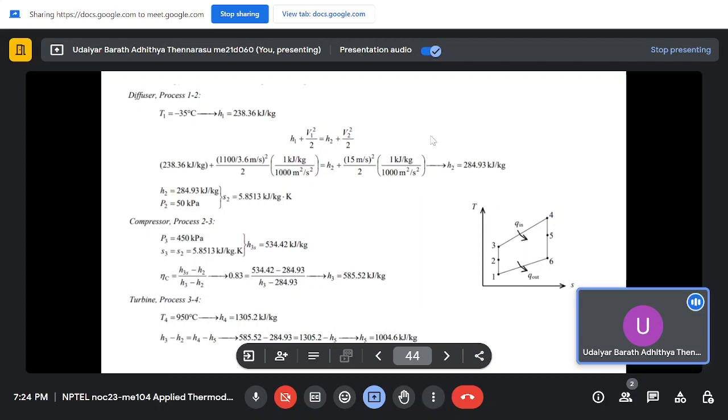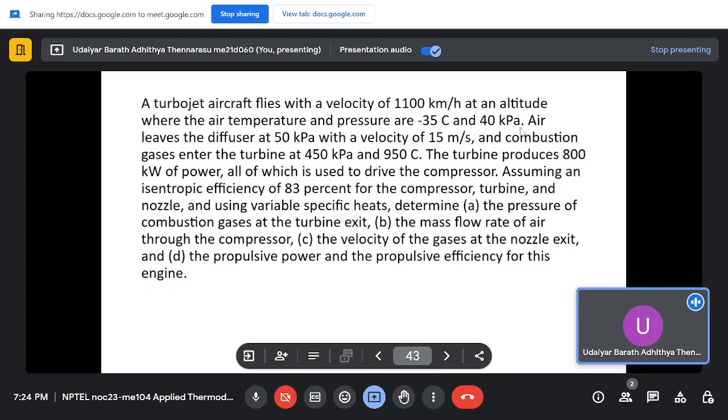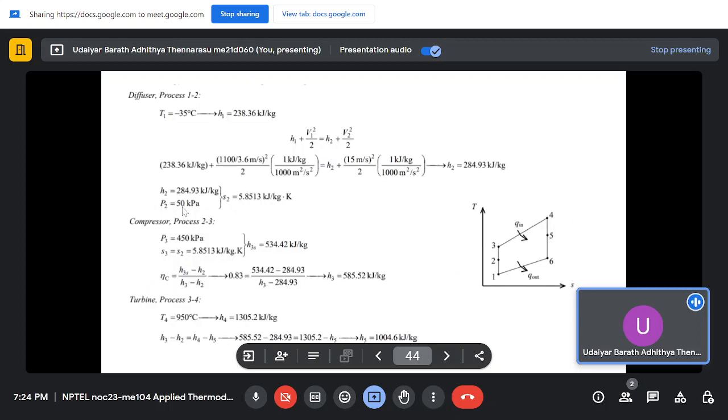So this is the enthalpy at state 2, and we know the pressure at state 2 at the exit of the diffuser is 50 kilopascal. The inlet is 40 kilopascal and the exit of the diffuser is 50 kilopascal. For a state with pressure 50 kilopascal and enthalpy 284.93 kilojoule per kg, we get the entropy at point 2 as 5.8513 kilojoule per kg.